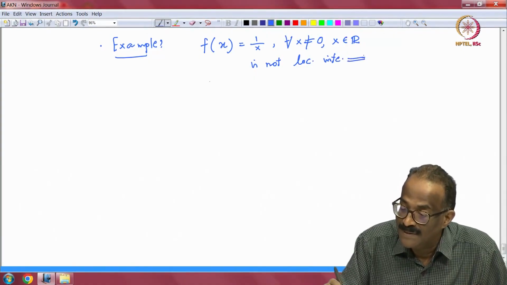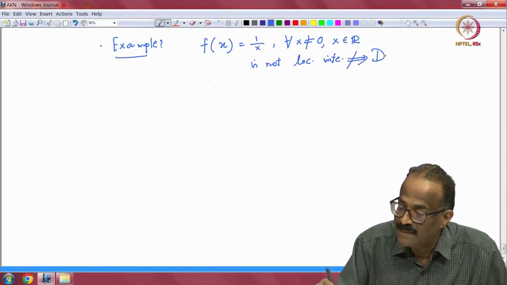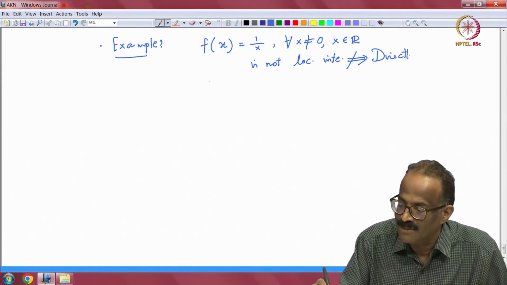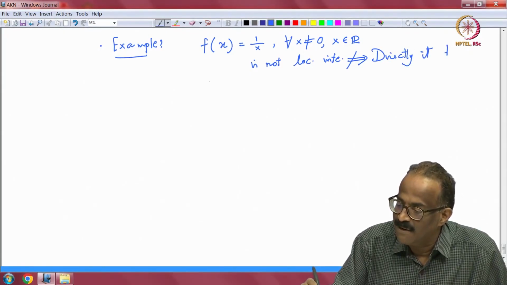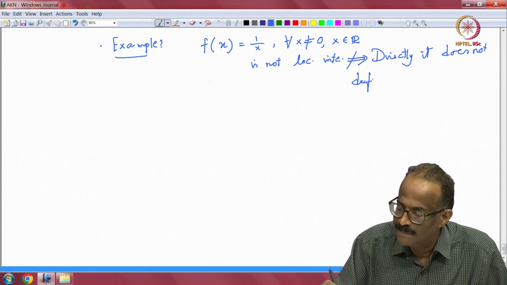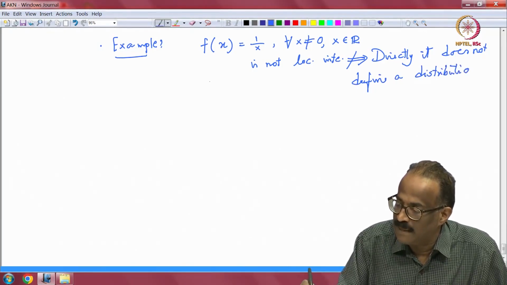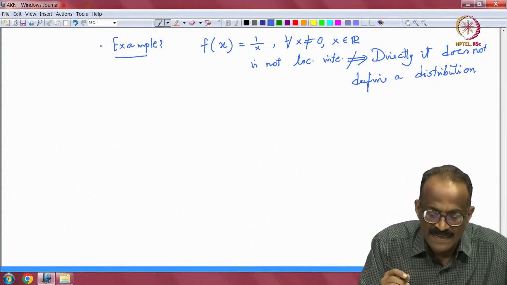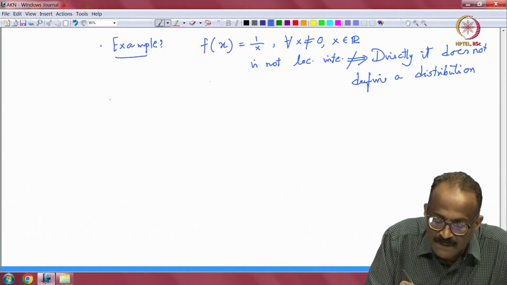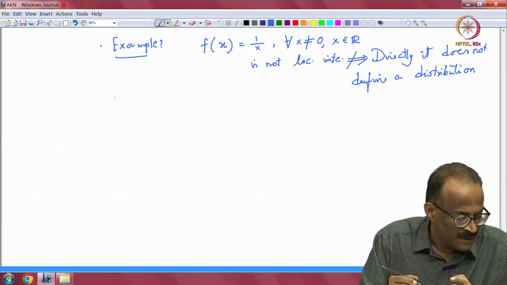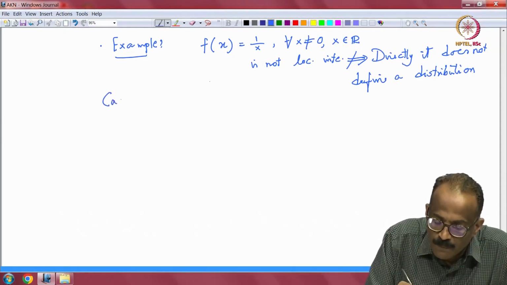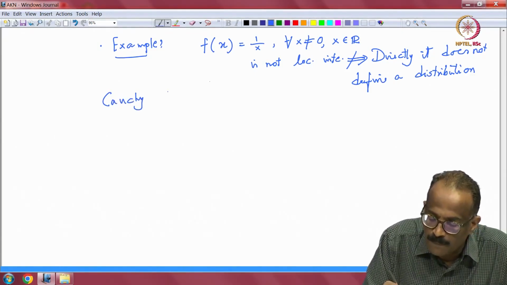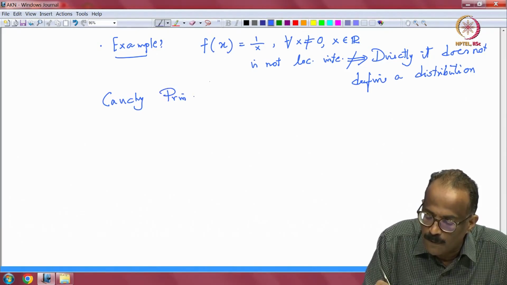So, you cannot define it as a distribution directly. By our knowledge, it does not define a distribution. But then there is an associated, you will see why, there is a principal value integral. So, there is what is called the Cauchy principal value.